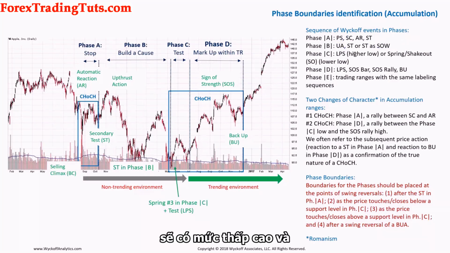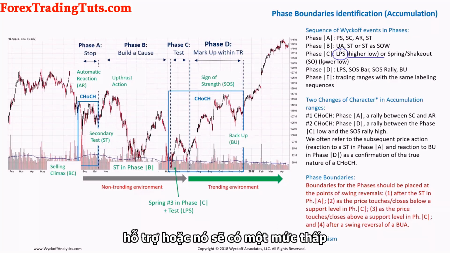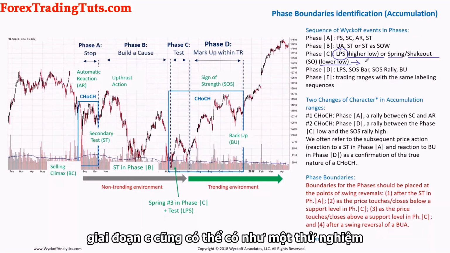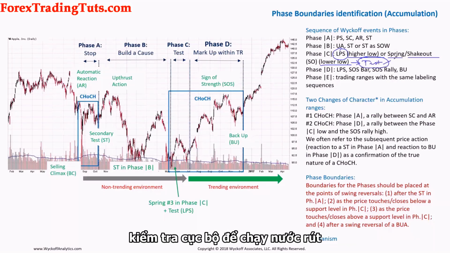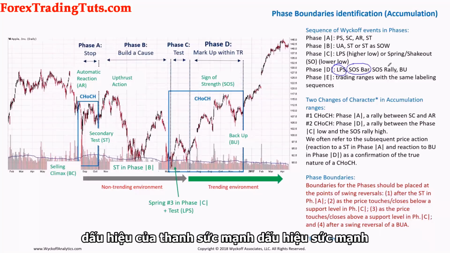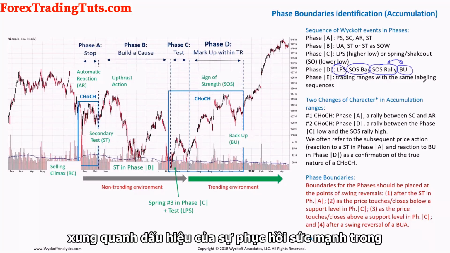Phase C is going to have either a higher low, and we're going to label it as a last point of support, or it's going to have a lower low, and then we will be talking about either a spring or a shakeout. Phase C also could have a test, not necessarily a secondary test, but a local test to a spring or a shakeout. Phase D is going to have last point of support, sign of strength bar, sign of strength rally, and a backing up action. Usually phase D will be discussed mostly around the sign of strength rally and the backing up action.